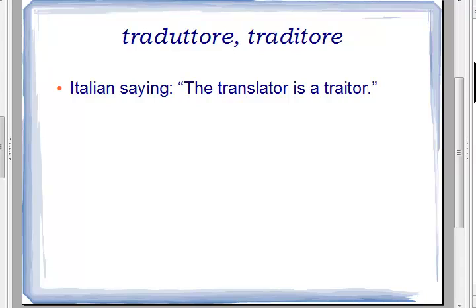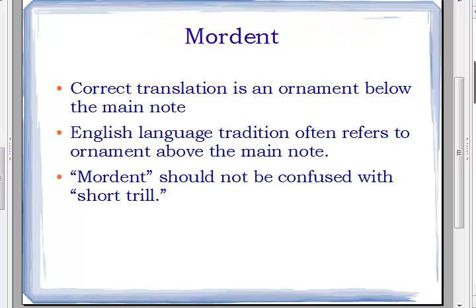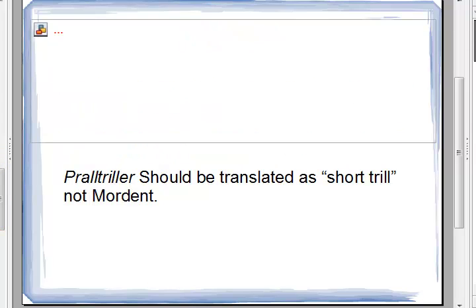There's a wonderful Italian saying, traduttore traditore, which means the translator is a traitor. And here we have a century-old scandal that deals with the translation of the word mordent. The correct translation is that mordent is an ornament below the main note. However, English language tradition often refers to the ornament as being above the main note. It should not be confused with a short trill.